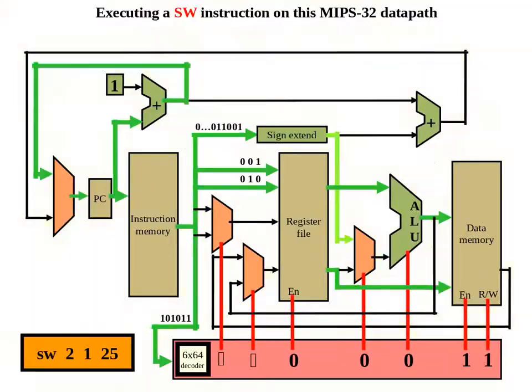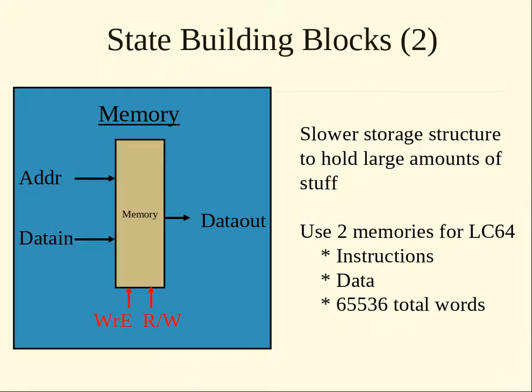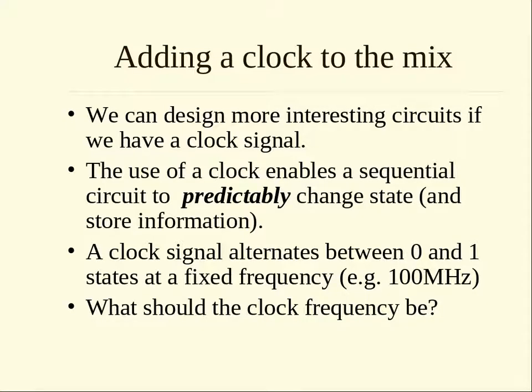Okay, how do we do that? We have a clock. So this makes it a sequential circuit to predictably change state or store information. The clock is basically the gatekeeper: this instruction is executing, it's done, let's go to the next one. It alternates between 0 and 1 at a fixed frequency. Our modern processors can actually change the frequency on the fly, but we're just going to assume for the sake of this course that it is always fixed, aka 100 megahertz.